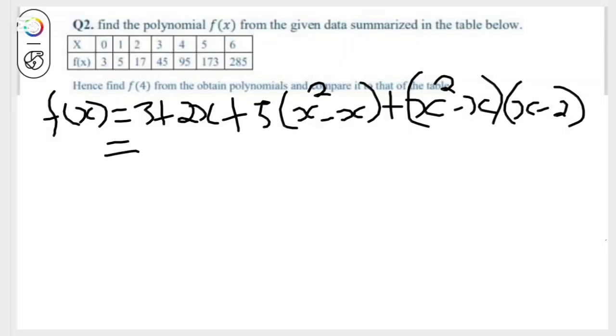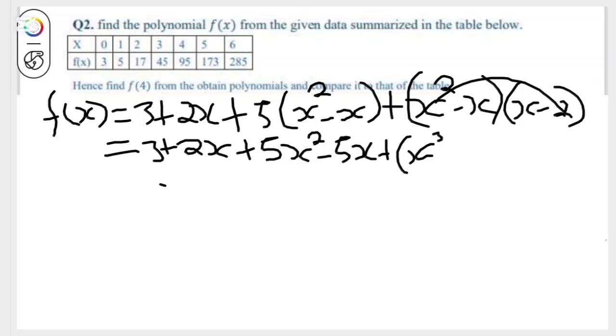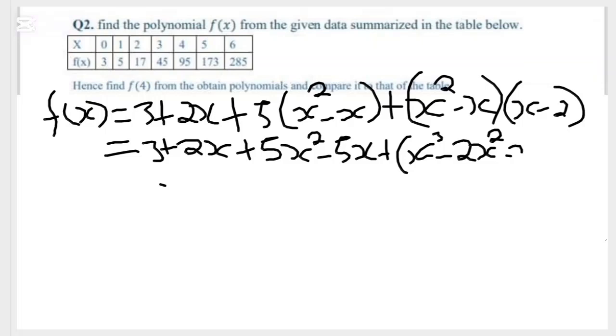So the next thing I have to say, this will be equal to, my 3 is there, and also 2x is there. So I have to expand this bracket, and I will have 5x squared minus 5x plus, I have to say this times this, I'll get x to the power of 3. This times this, I'll get 2x squared. So minus 2x squared. This multiplied by this, I'll get negative x squared. So minus x squared. And this multiplied by this, I'll get positive 2x.